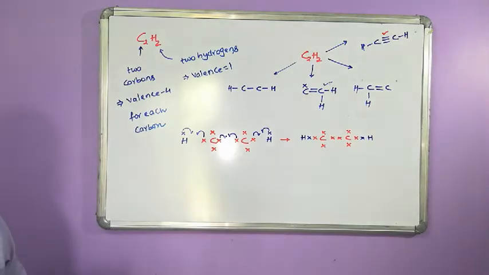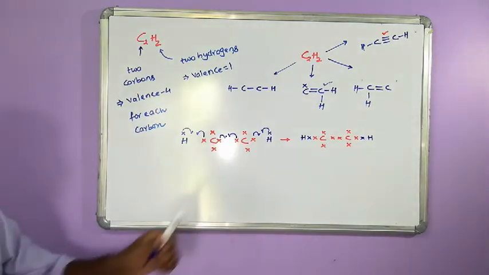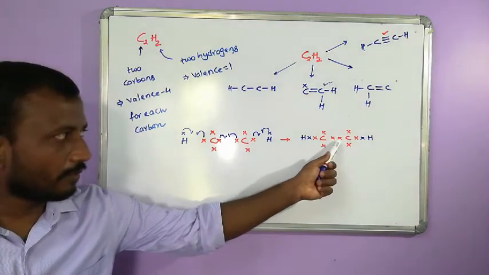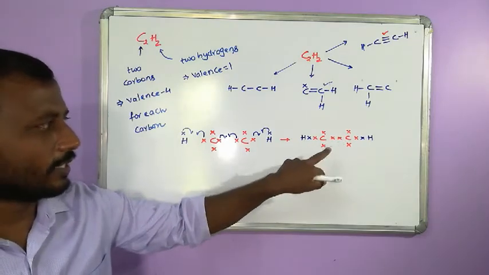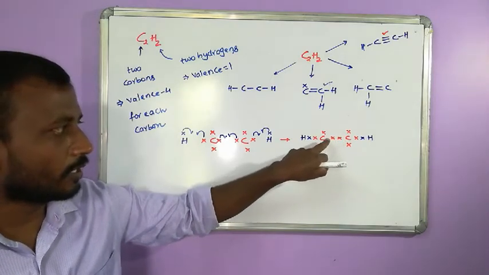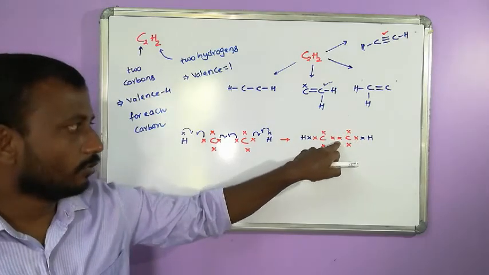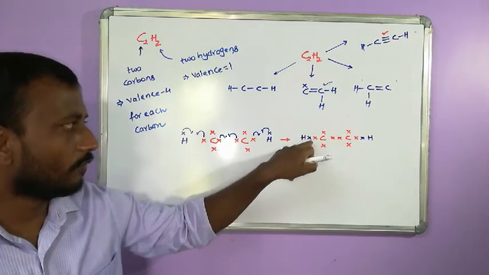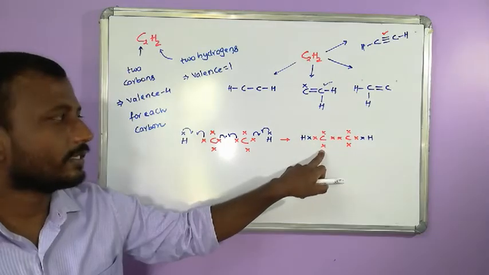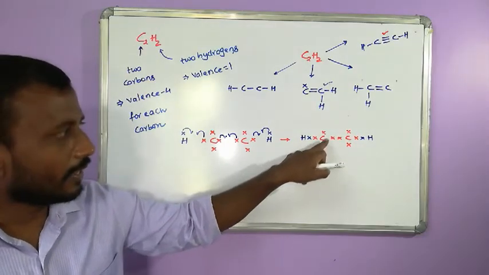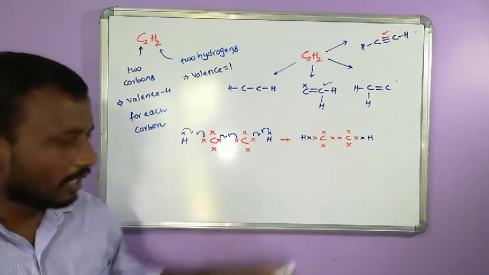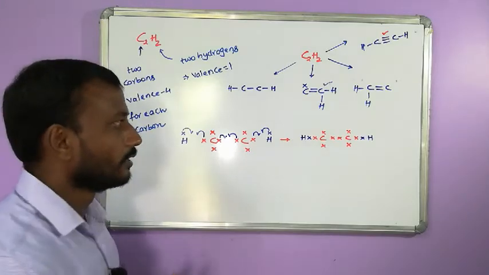If they share one electron each, the octet of carbon is not satisfied. Count the electrons per each carbon. These two electrons are part of this carbon. These two electrons are also part of this carbon. So 1, 2, 3, 4, 5, 6. Only 6 electrons are there around each carbon. So the octet is not satisfied.